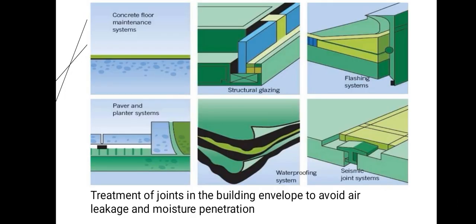So these pictures are the systems for treatment of joints in the building envelope to avoid air leakage and moisture penetration. So these are the concrete floor maintenance systems, structural glazing, flushing systems, paver and planter systems, waterproofing systems, and seismic joint systems.